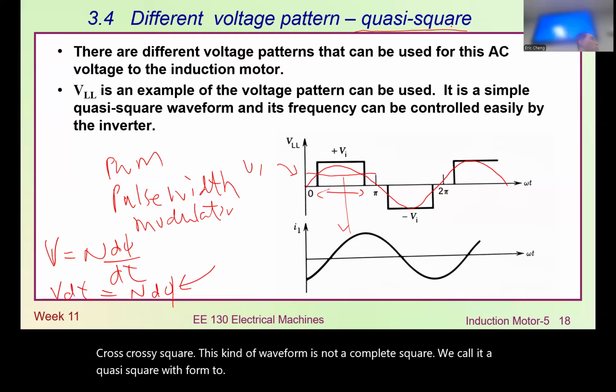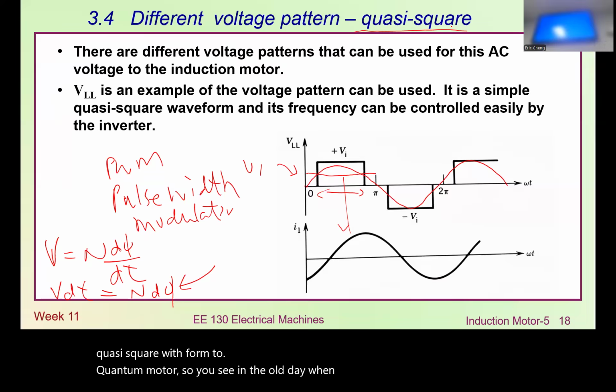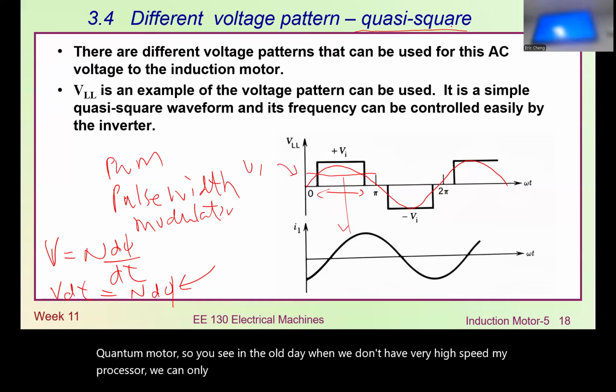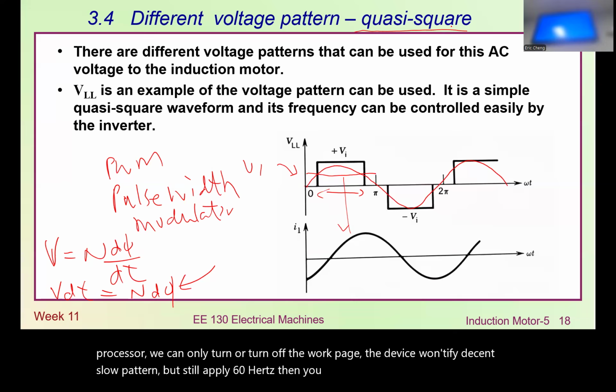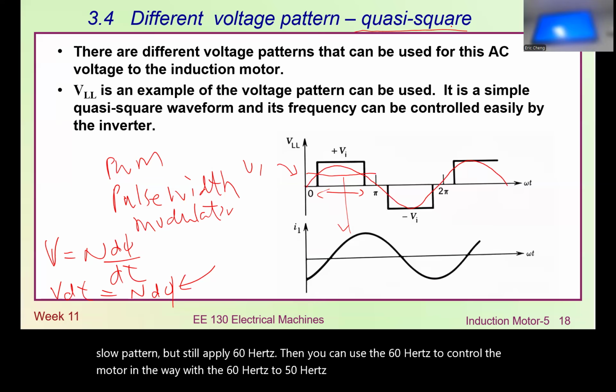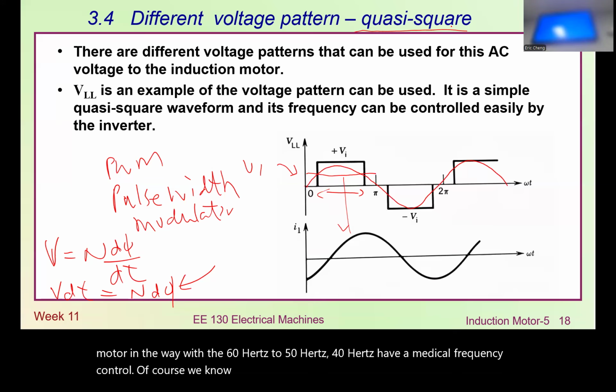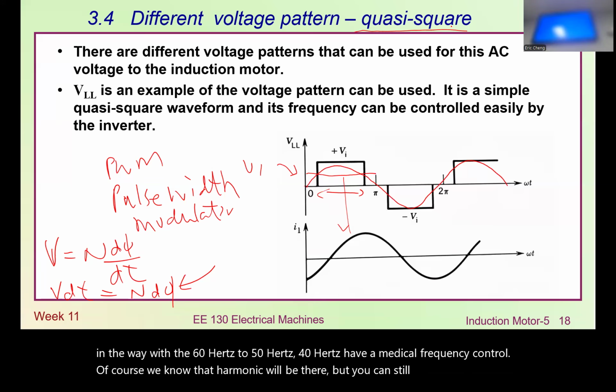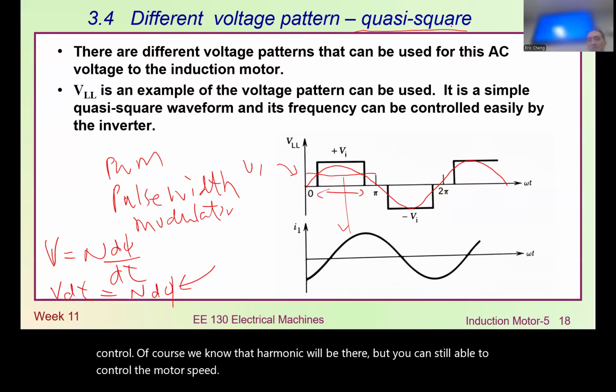So you see, in the old days, when we didn't have a very high speed processor, we could only turn the voltage on and off, reversing the voltage in a decently slow pattern, but still at something like 60 Hz. Then you can use the 60 Hz to control the voltage. You can vary that 60 Hz to 50 Hz, 40 Hz, to have variable frequency control. Of course, we know that harmonics will be there, but we can still control the motor speed. That's how we're trying to do that.